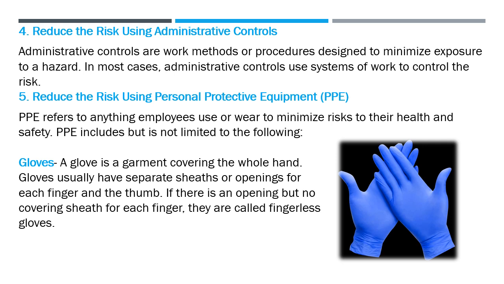5. Reduce the risk using personal protective equipment. PPE. PPE refers to anything employees use or wear to minimize risks to their health and safety. PPE includes but is not limited to the following. Gloves. A glove is a garment covering the whole hand. Gloves usually have separate sheaths or openings for each finger and the thumb. If there is an opening but no covering sheath for each finger, they are called fingerless gloves.